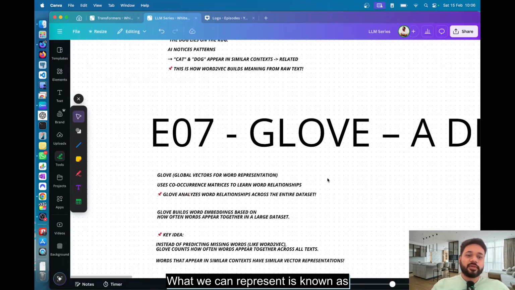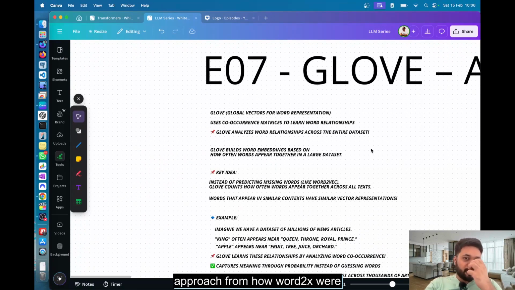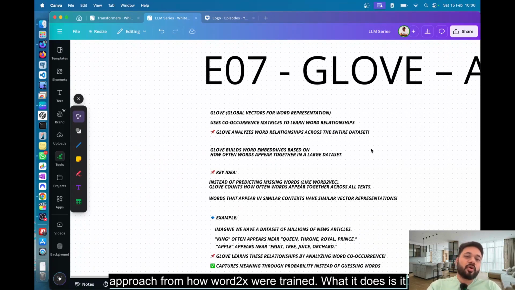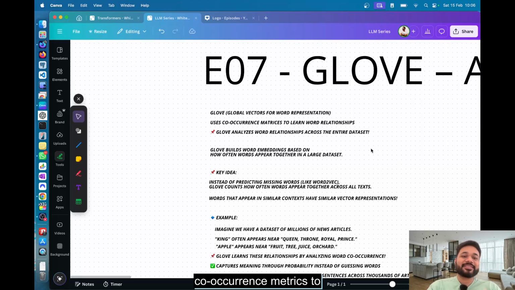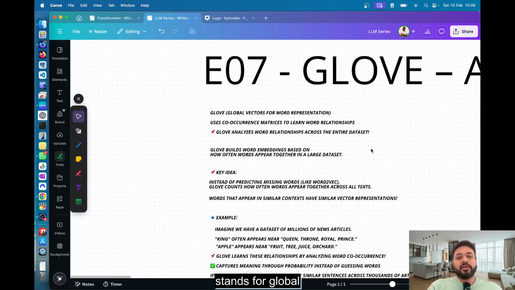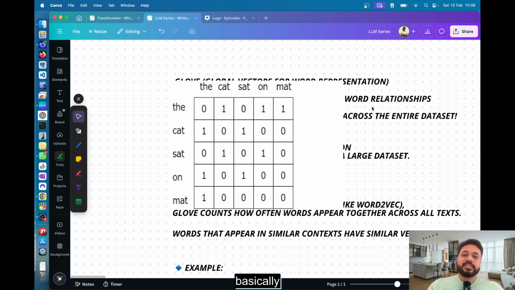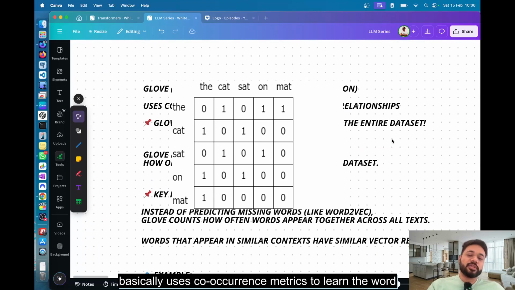So what we can represent is known as a GloVe vector. Now this is a very different approach from how Word2X were trained. It uses the co-occurrence matrix to learn the word embedding representations. GloVe stands for Global Vectors for Word Representation. What it does is it basically uses the co-occurrence matrix to learn the word relations, right?